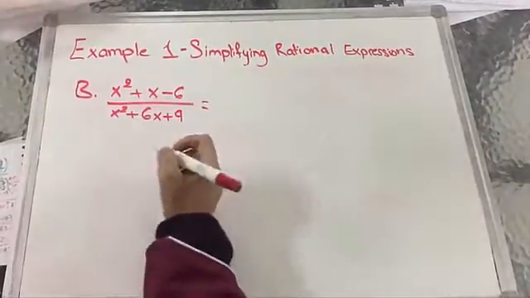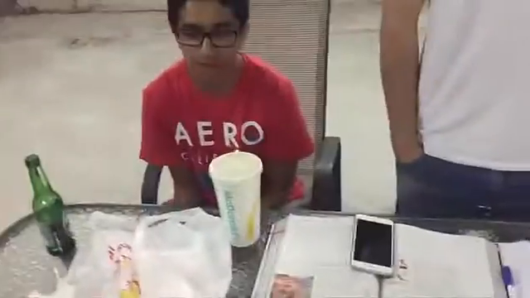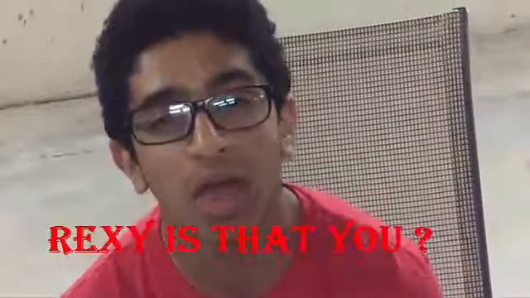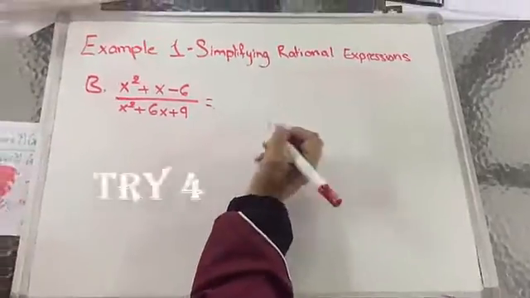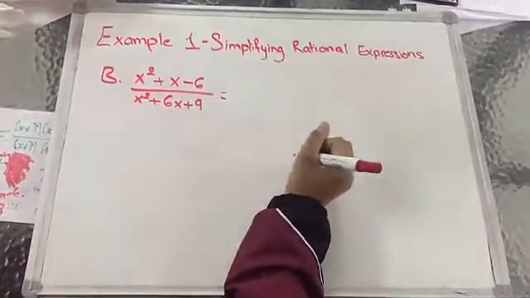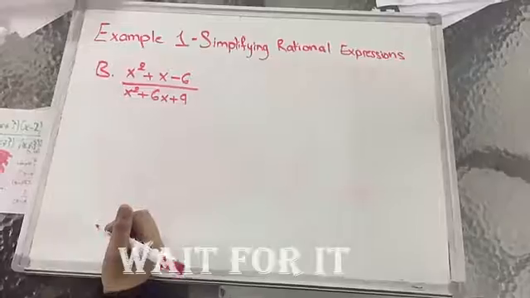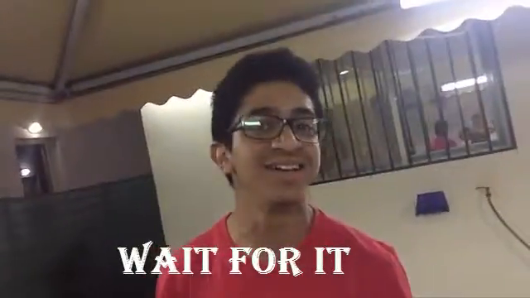Simplifying rational expressions. B. X squared plus x minus 6 over x squared plus. Go slow. In from your nostrils, out from your mouth. Stop shooting it! 3, 2, 1.